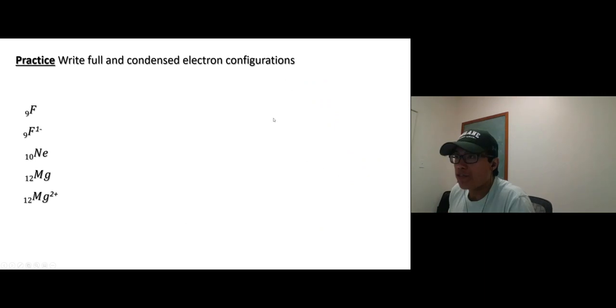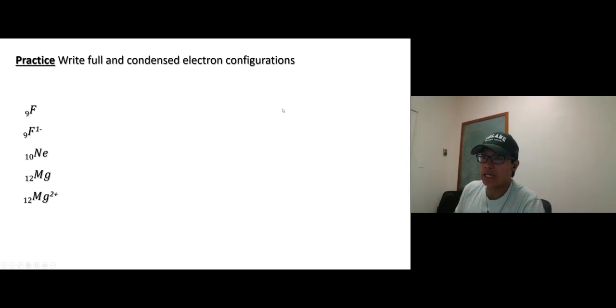Okay, write full and condensed electron configurations. Do it on your own and then compare with me, okay? For fluorine, 9 electrons, so we go 1s2, 2s2, that's 4, 5 more, 2p5. Right?